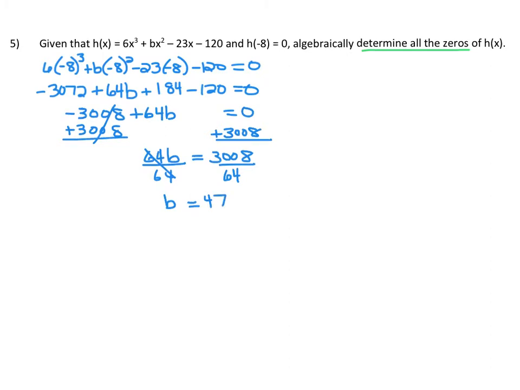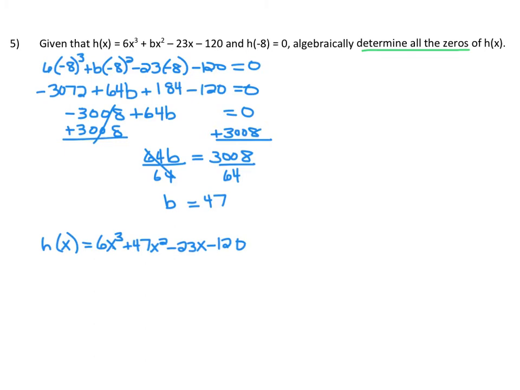So now that we know what b is equal to, we actually know this expression. I basically just rewrote this expression, but in place of b, I put the 47. So this is what h of x is equal to. Now let's go back to the question. It says, algebraically determine all the zeros of h of x. Now this is important, algebraically, because if we want to determine the zeros, we could go to y equals in our calculator and plug this in and just look at where the graph intersects the x-axis. We could find all the points where the graph intersects the x-axis, but they want us to do it algebraically, not graphically.